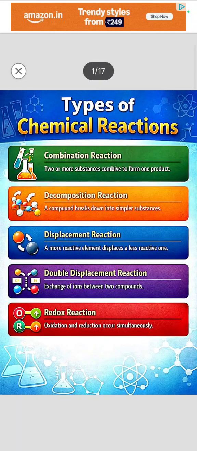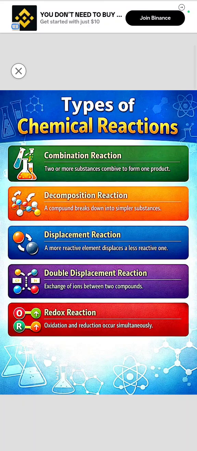And then the last type of chemical reaction is redox reaction. The word redox comes from two words. If we break down the word redox, we get red and ox. Red means reduction, ox means oxidation. So the reaction in which oxidation and reduction occur simultaneously is known as redox reaction.